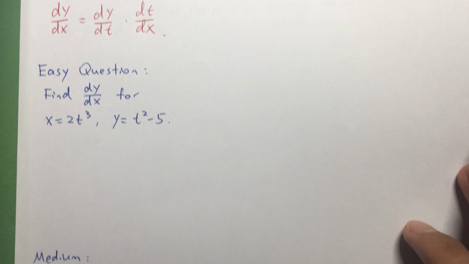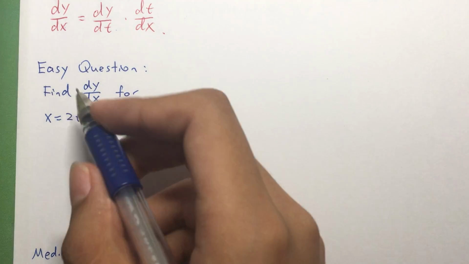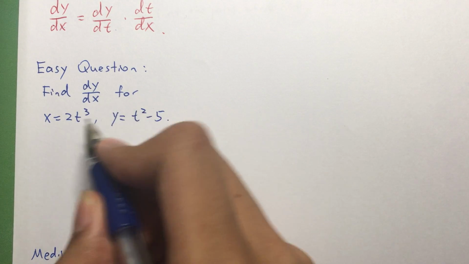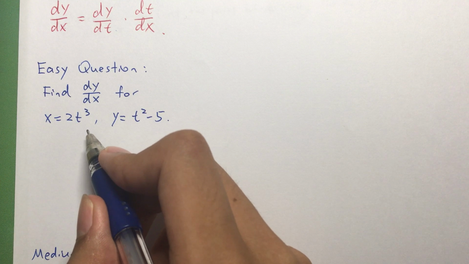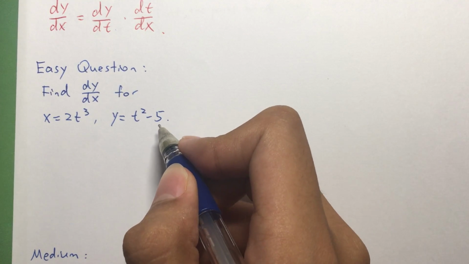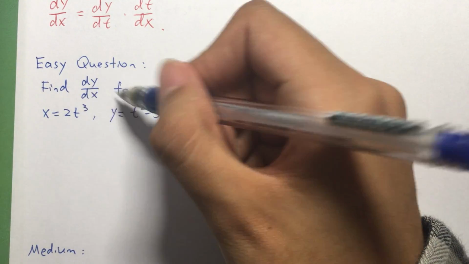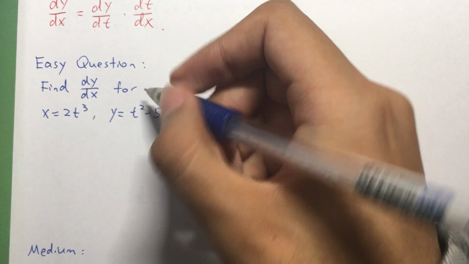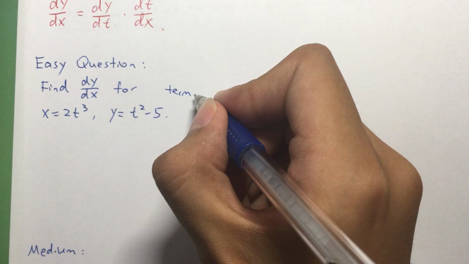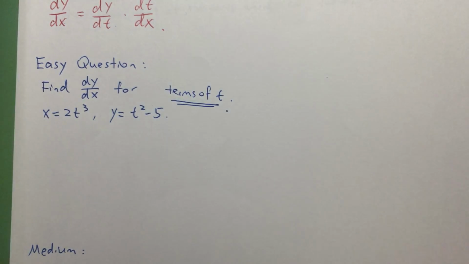Okay, so now let's do an easy question, to check whether we understand or not. Find dy over dx for x equals 2t cubed and y equals t squared minus 5. Firstly, for all of those questions, it will usually state that our answer should be in terms of t.